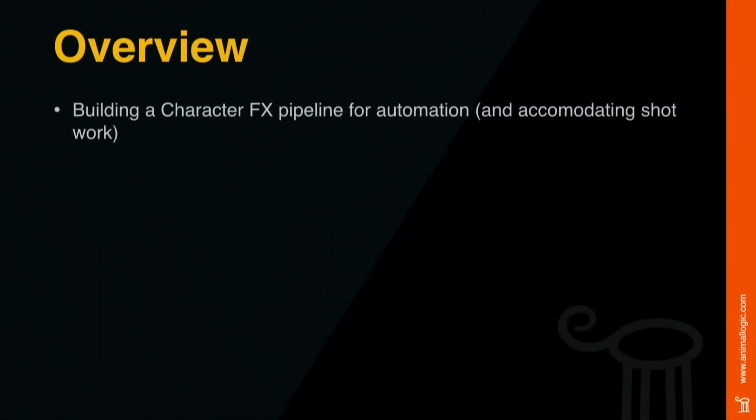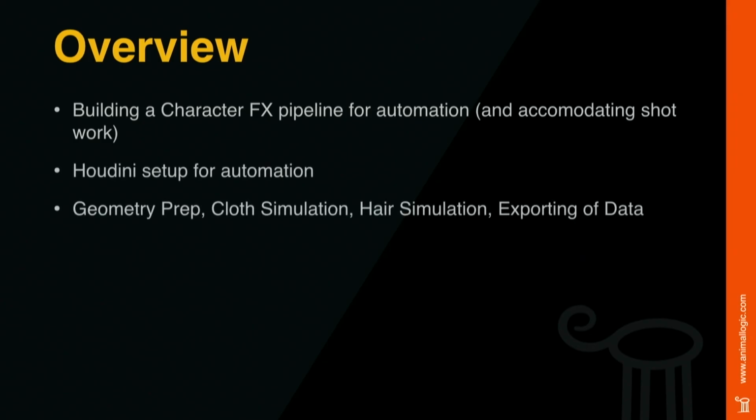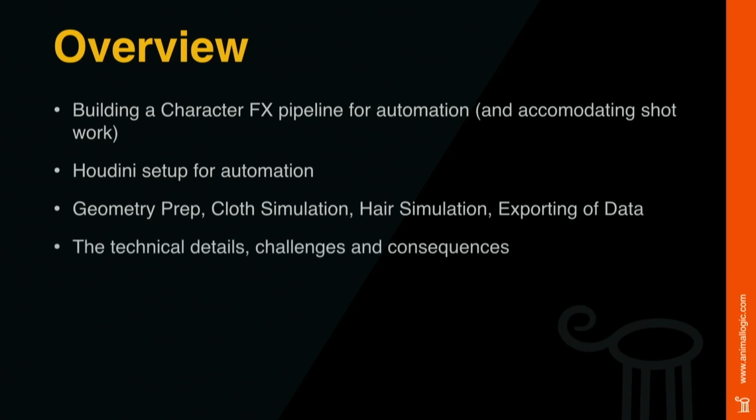So we automate all aspects of this within Houdini. And when those processes complete, they move on to the rest of Animal Logic's pipeline, which picks things up, lights it, renders it, and so we can get feedback for our work. So specifically in the talk, I want to look at how we set up our pipeline for automation. That includes geometry preparation, de-intersection, cloth simulation, hair simulation, importing and exporting of data. We're going to look at some of the technical details about it, some of the challenges we found with it, and consequences from using this type of setup.